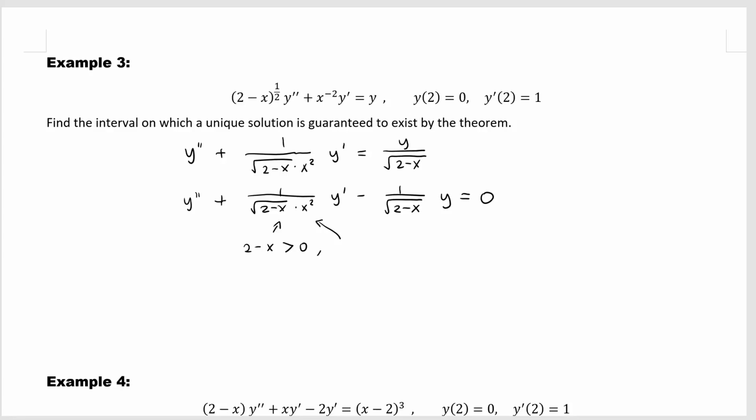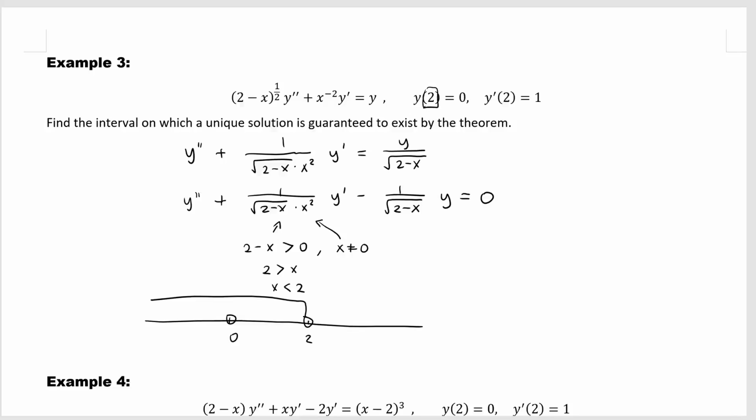And here, there's x squared, so x cannot be 0. And then here we get 2 greater than x, so x less than 2. Okay, so x cannot be 0, and x is less than 2. Okay, what is our initial value? Oh my goodness, my initial value is at 2. So 2, see? Not good, not good.